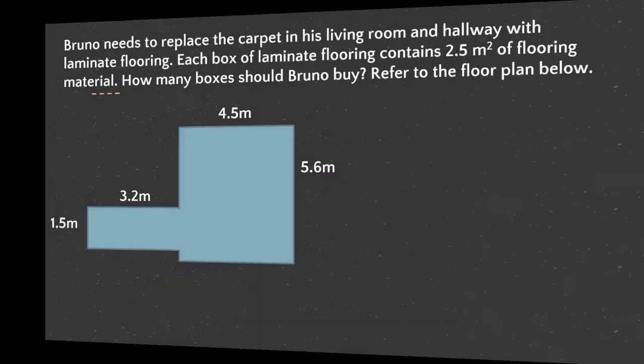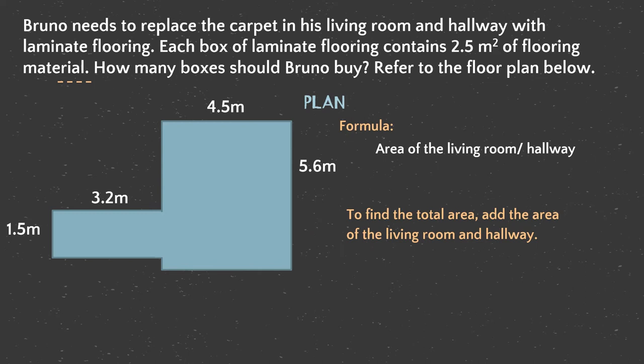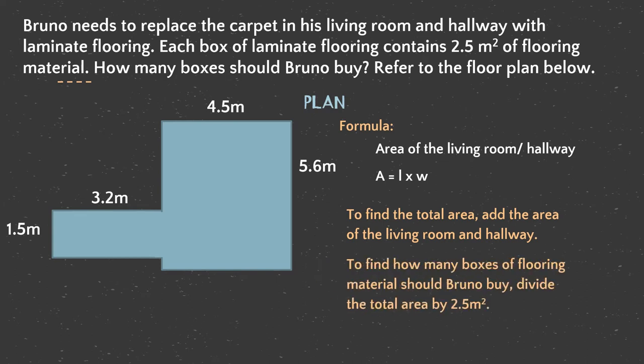Let us now plan by determining what are the formulas to be used. So to find the area of the living room and hallway, since this is a rectangle, we are going to use the formula length times width. To find the total area, add the area of the living room and hallway. And to find how many boxes of flooring material Bruno should buy, divide the total area by 2 5/10 square meters.